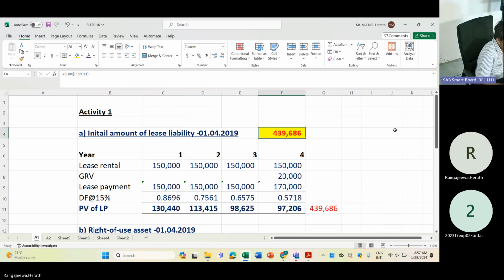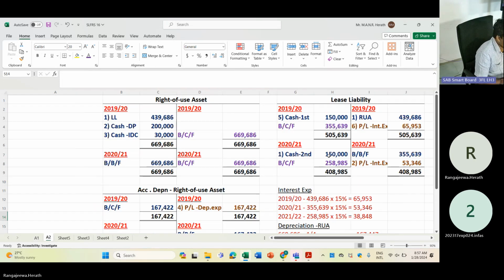In the last year 170, including the guaranteed residual. We can have a schedule of how this 349,000 liability is settled over the lease term. Right? That's the schedule.